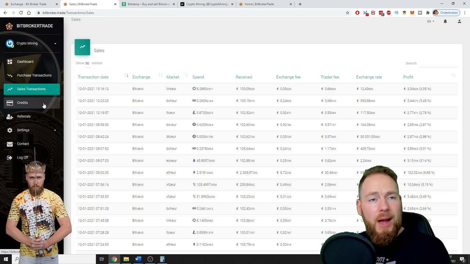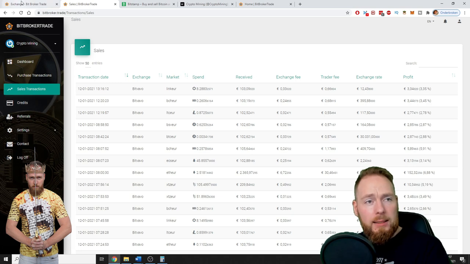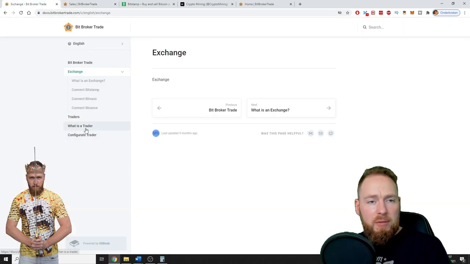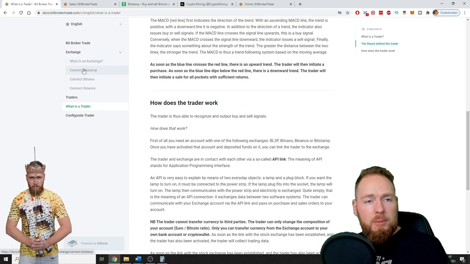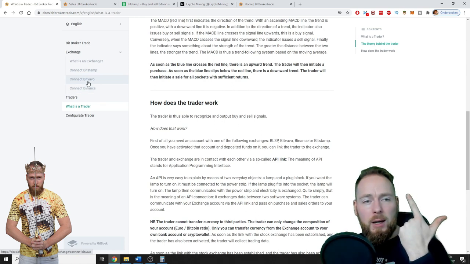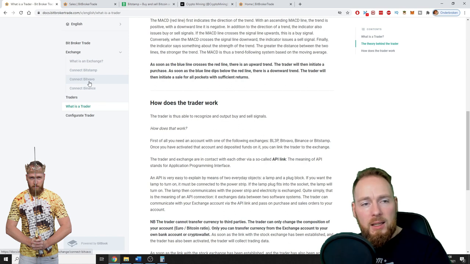So first, you have to link your exchange with the trader, which is very easy. I'll put the link in the video description. Connect Bitstamp, connect Bitvavo, connect Binance. My favorite is Bitvavo, then Binance, and then Bitstamp. Bitstamp is much more expensive for your transaction fees. So one Bitvavo, two Binance, they're both pretty cheap and very good. Bitvavo is the cheapest one in Europe.